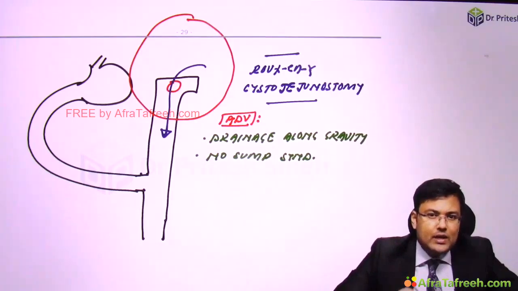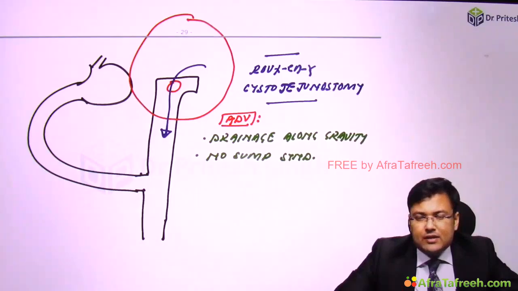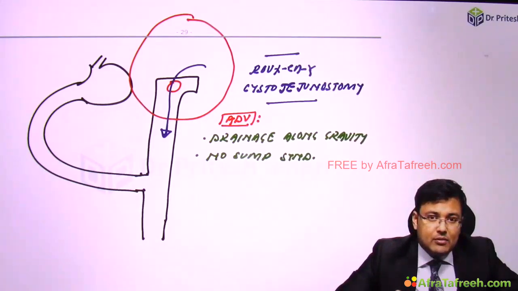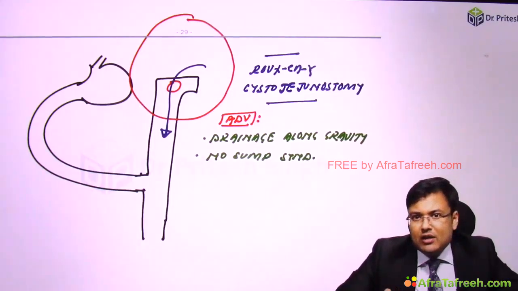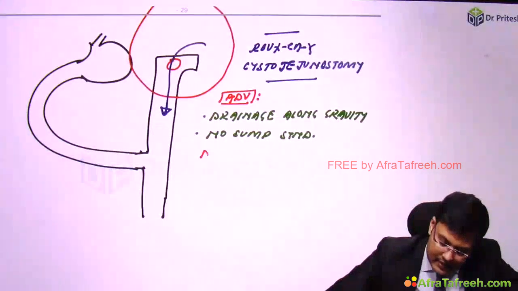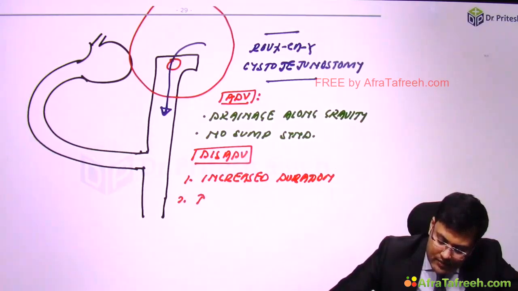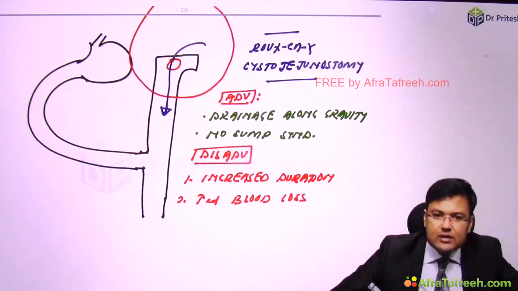Here you can see two anastomoses are made. One is jejunostomy and second is cystojejunostomy. And in surgery, the duration of surgery is directly proportional to number of anastomoses and amount of blood loss is directly proportional to duration of surgery. So the disadvantage is that there is increased duration, and since there is increased duration, there is increased blood loss.